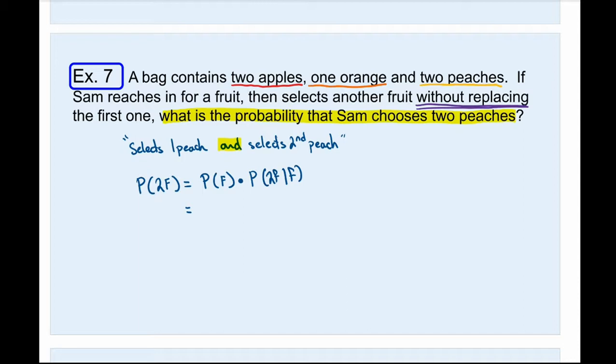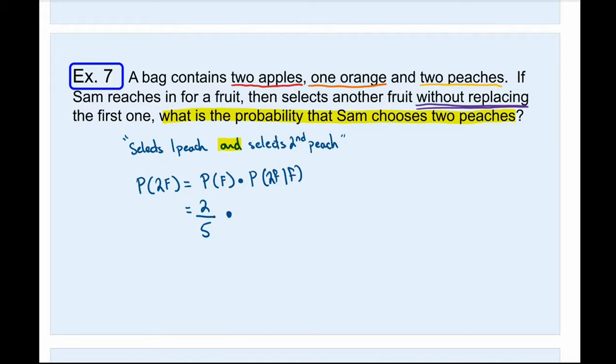So in this case, we have to think about what is the probability of selecting 1 peach. So the first pick, what's the probability of selecting 1 peach? Well, I have 2 peaches out of a total of 5 fruits in the bag. Nothing wrong with that. That one's kind of straightforward. It does now change for the second one.